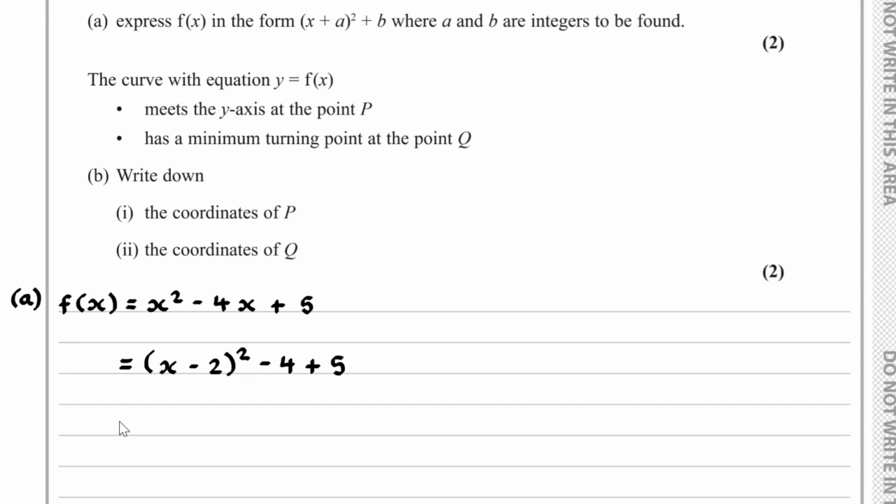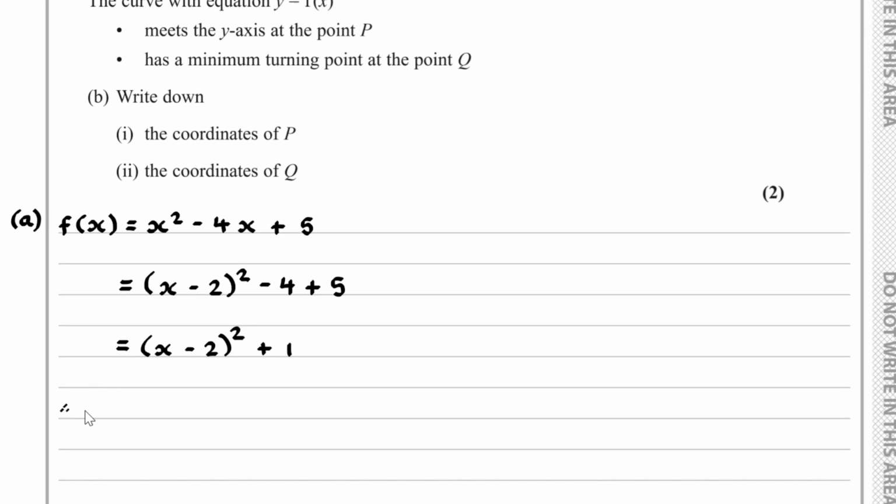And so therefore, we can conclude f of x is equal to x minus 2 all squared plus 1. We can of course conclude a is equal to minus 2 and b is equal to 1.